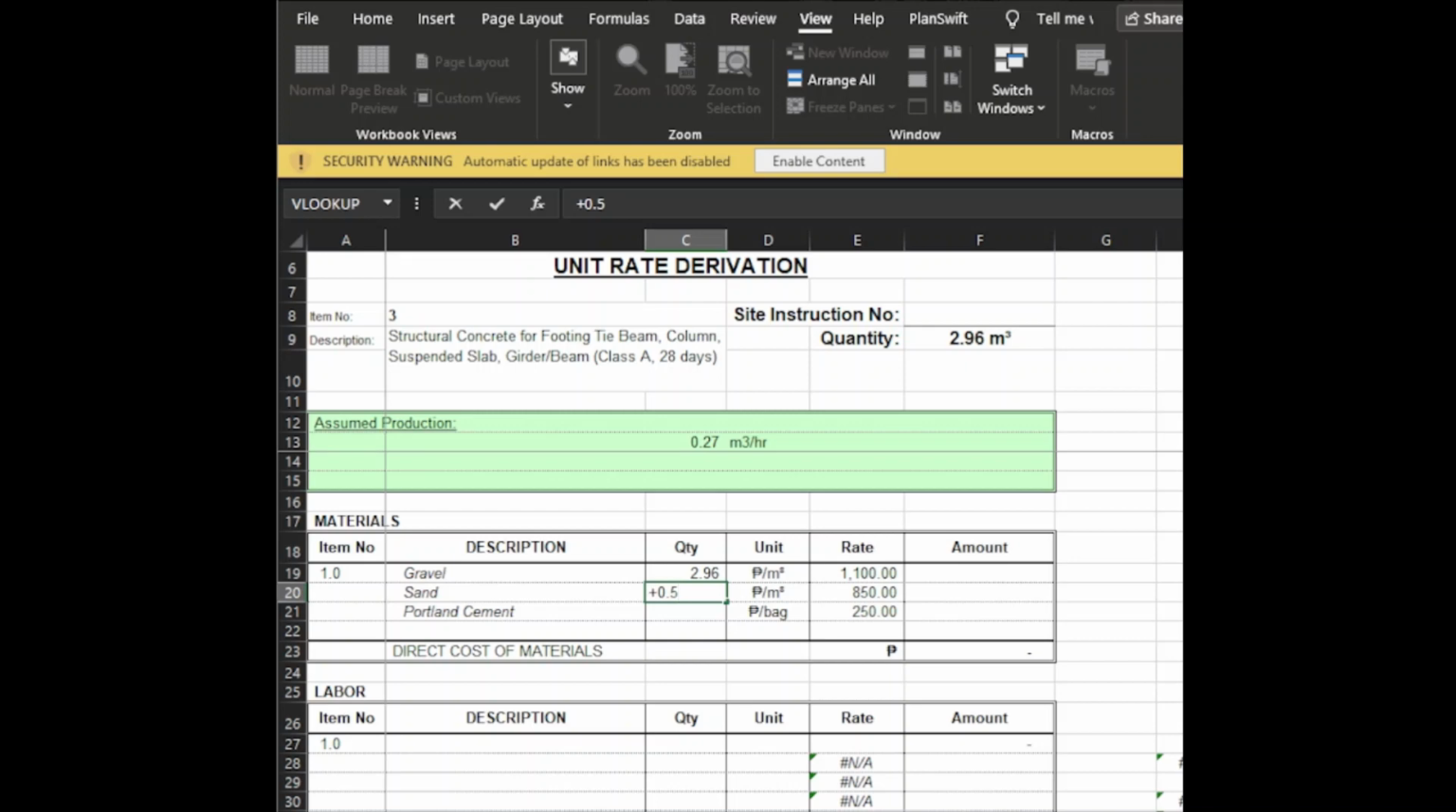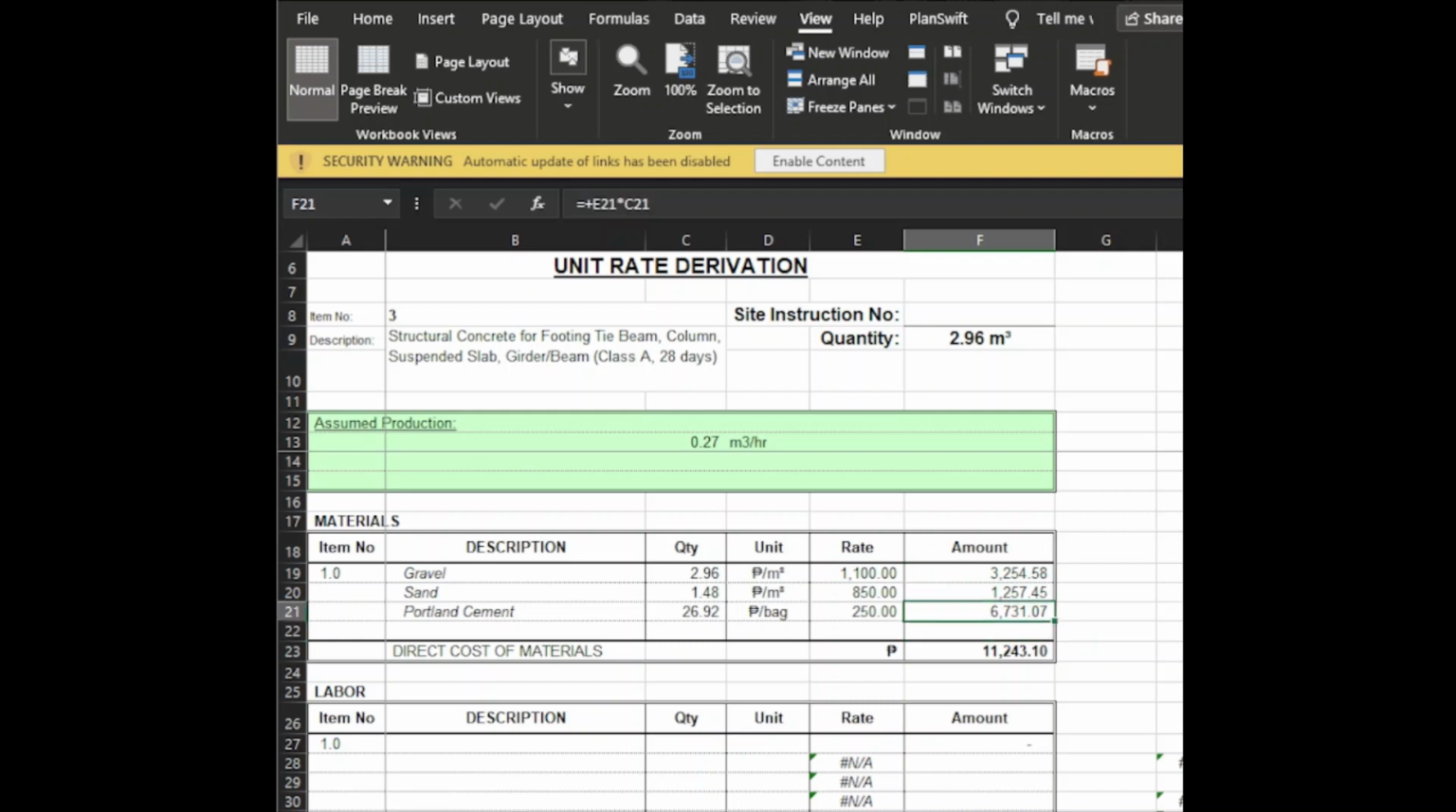For the sand, we have 0.5 quantity of the sand multiplied by the quantity of the desired concrete. Then our Portland cement is 9.1 times the quantity. So this is the total, multiplied by the quantity rate, and get down the formula. So we have 11,243 for our materials.